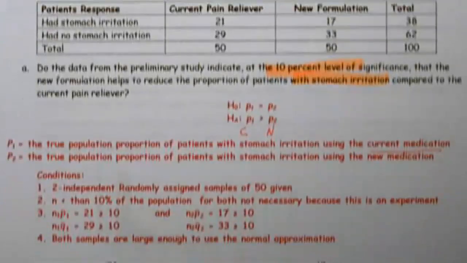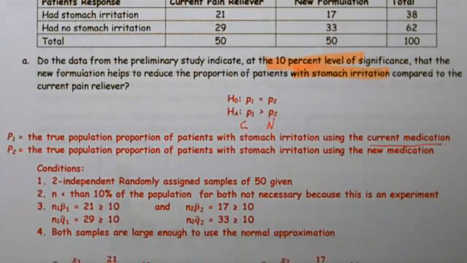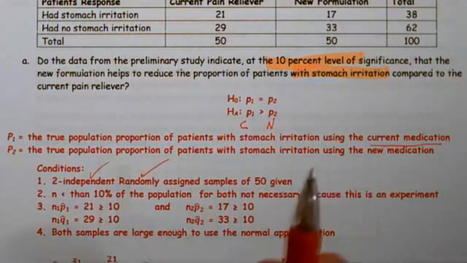So, conditions. 2 independent random assigned samples of 50, they were given. Please make sure you use the word independent and random. That's really important. Then we need to check the N is less than 10%, or normally you would. Because this is an experiment, treatments were assigned, it is not necessary to check the N is less than 10%. If you do check it because you're not sure when you're supposed to or not, it isn't an issue. But it's not required on an experiment. But if you do check it, they're not going to count it wrong. So it's okay to include it if you choose to.